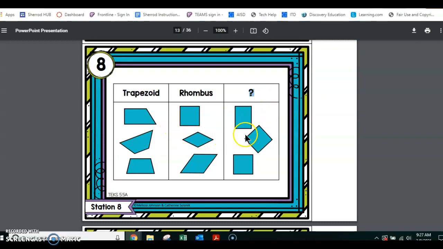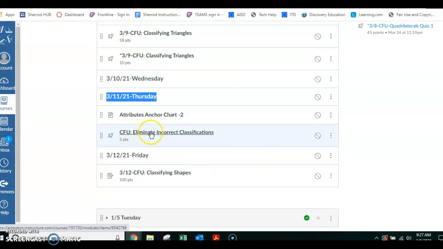Alright guys, I hope this helped. Be sure to do your choice board, and then you will go back to this one when you're doing the quiz, the CFU for today. Make sure that you are eliminating the incorrect answers before you choose your correct answer.